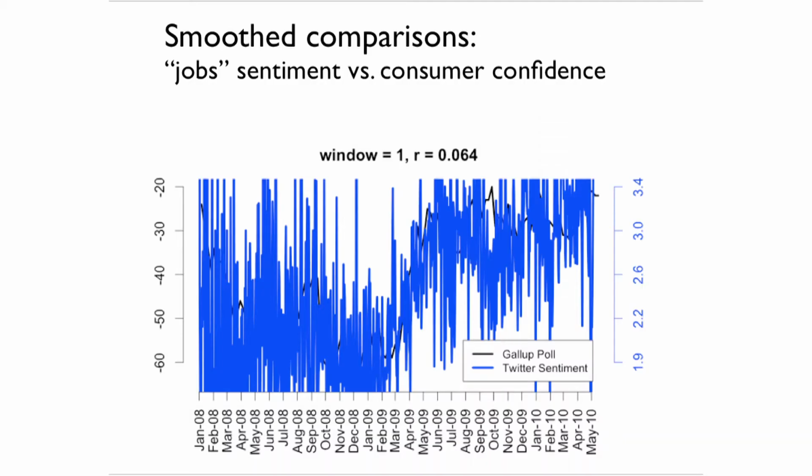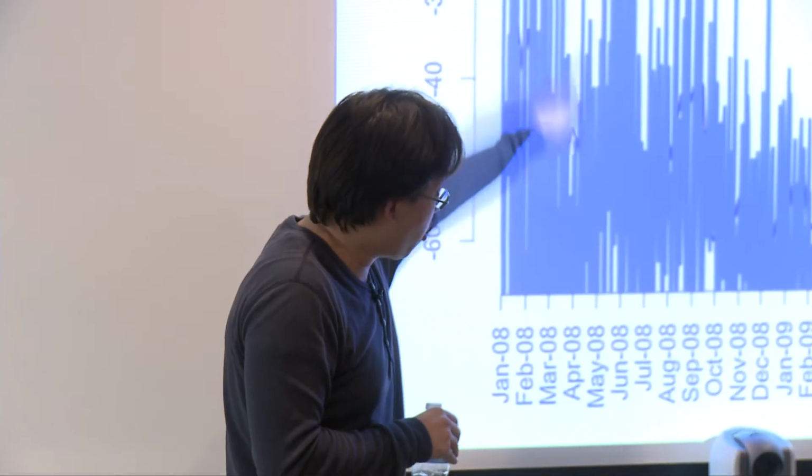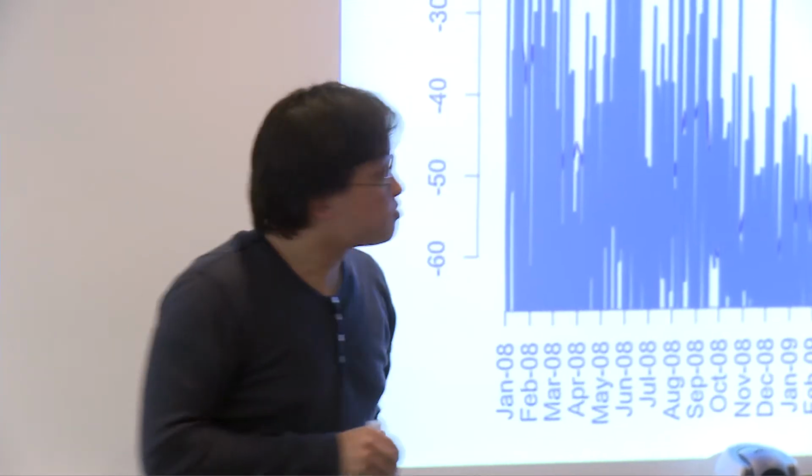Now, another big issue when doing this is that the data changes a lot day to day. In particular, there's a lot of volatility, especially in the samples we're looking at. So in this graph, I'm showing this ratio sentiment score, which is the sentiment around the word jobs, shown from day to day from January 2008 to May 2010. And the blue line is this Twitter sentiment score. So it's going up and down quite a bit.